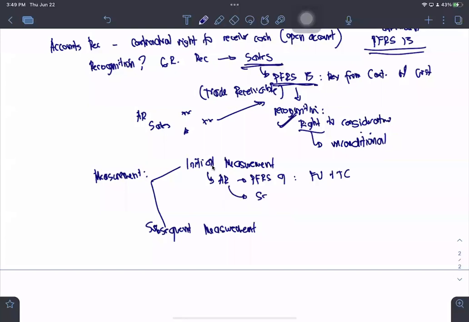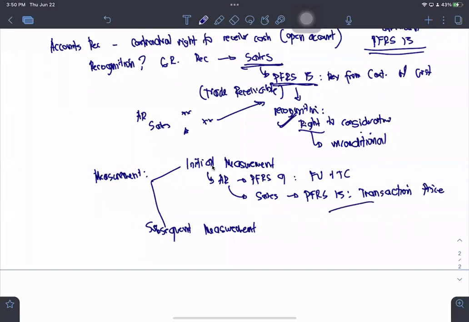But if the AR comes from your sales, we use PFRS 15, and under PFRS 15 the amount is based on your transaction price. Okay? So again, how do we initially measure your AR? If it is purely a receivable under PFRS 9 and is not tied up to your sale, we measure it at fair value plus transaction cost. However, if that AR is tied up to your sale, we measure it in accordance with PFRS 15, and that is your transaction price. Now, the question is, how do we account for your transaction price?